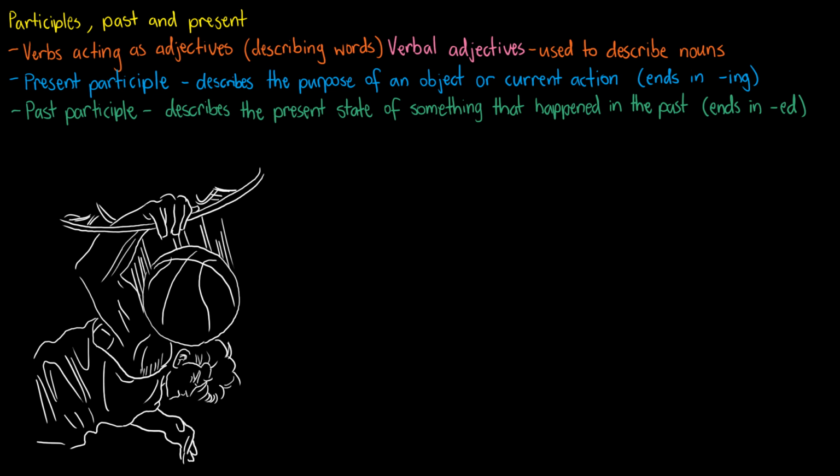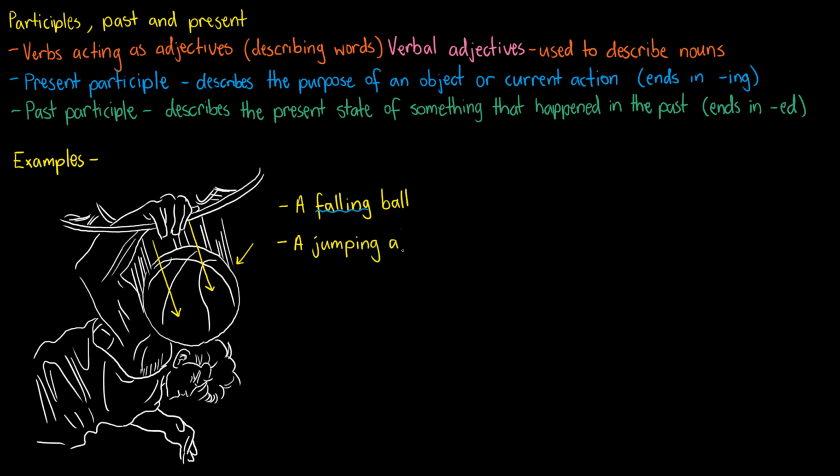Right, so we have a basketball player that has just made a slam dunk, and we're going to use him for some examples. Okay, so if we want to describe the basketball, we can say that it is falling. So we'll just draw that here. The ball is currently falling towards the ground, and it ends with ing, so that is a present participle. We're describing what the ball is doing.